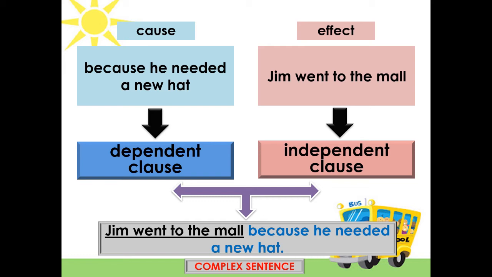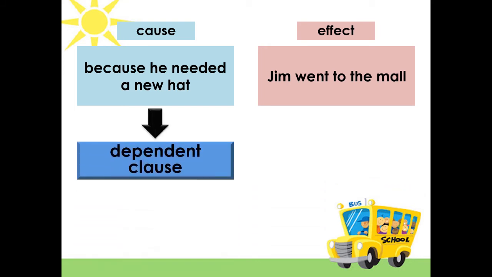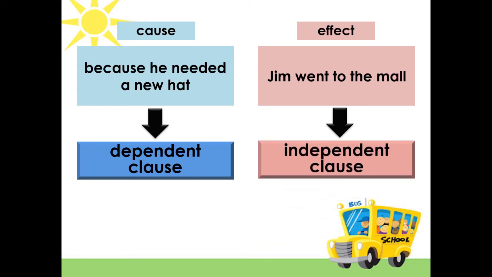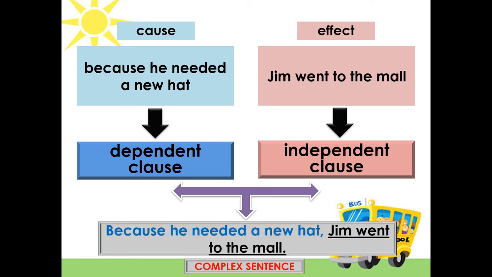We begin our sentence with an independent clause. Because he needed a new hat, again, is the cause as well as a dependent clause. Jim went to the mall, again, is an example of an effect as well as an independent clause. Again, together we can form a complex sentence. Because he needed a new hat, Jim went to the mall. Again, is an example of a complex sentence.